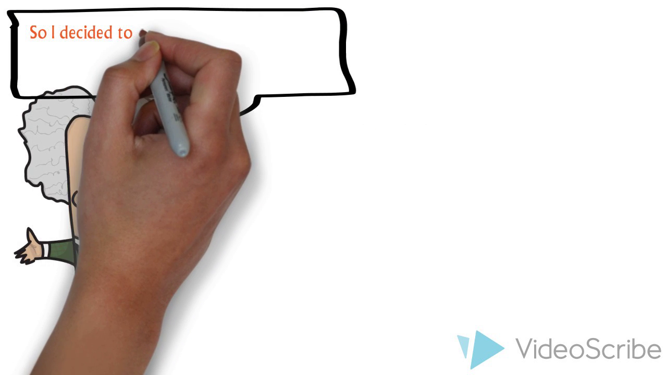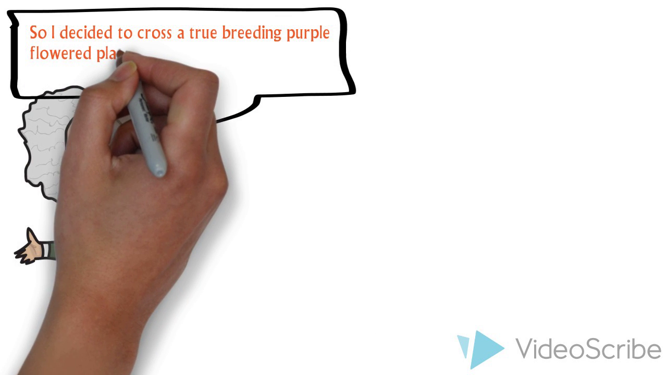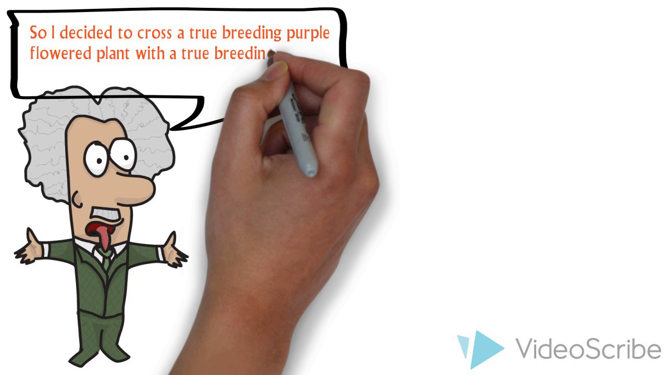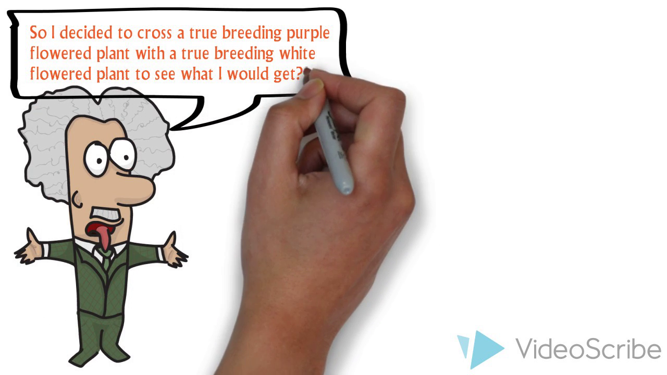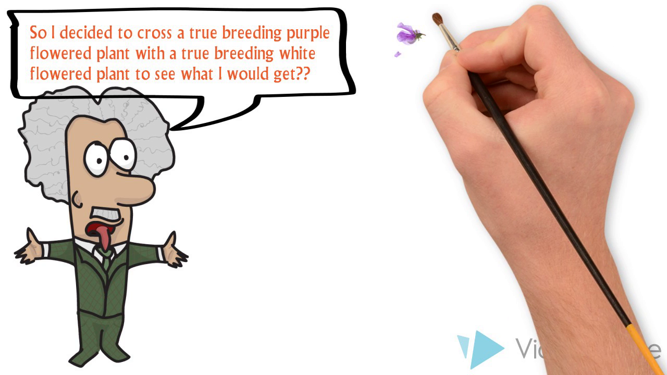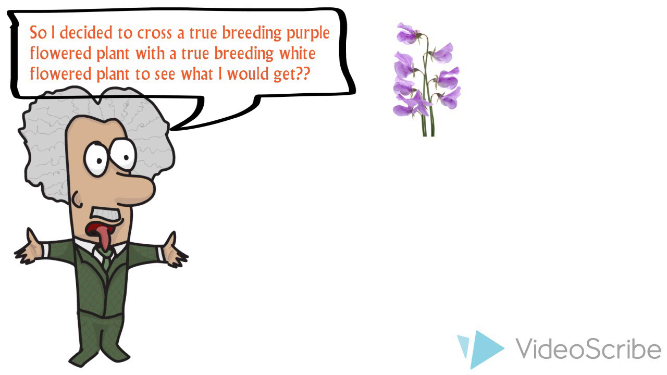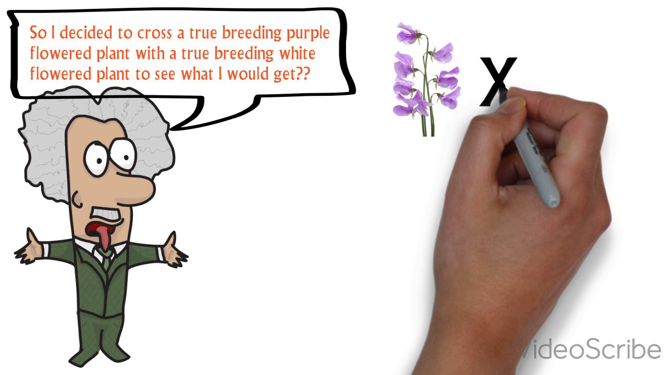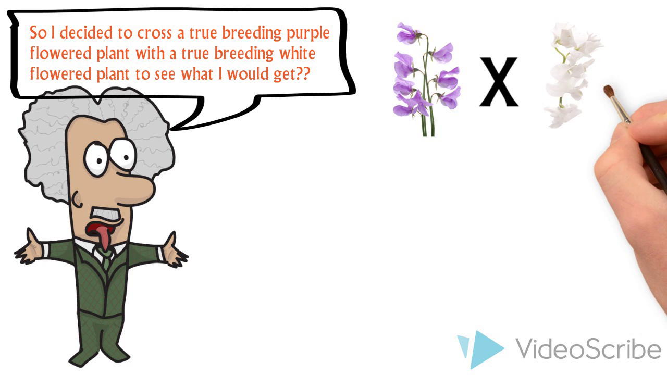So I decided to cross a true breeding purple flowered plant with a true breeding white flowered plant to see what I would get. I took my purple plant, crossed it with my white plant, and what would my offspring be?